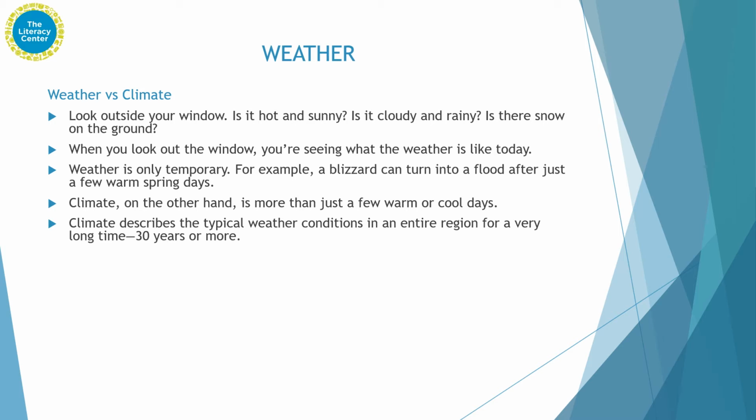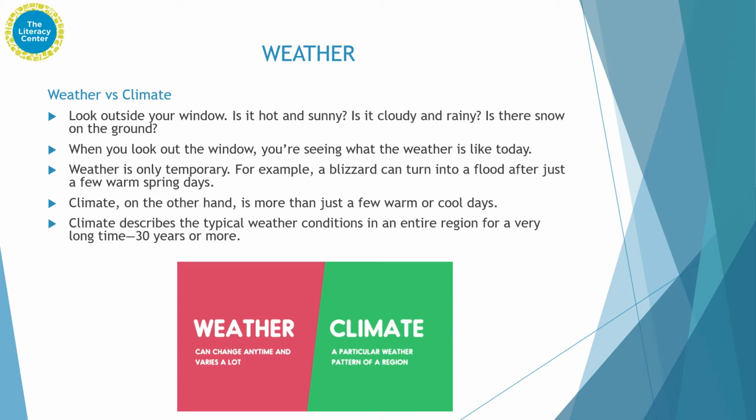But the weather, maybe today it's hot, the temperature is high. Maybe tomorrow it's going to rain. So this is what we call temporary. These temporary situations are what we call weather. See, from this we can understand weather can change anytime and varies a lot. But the climate is a particular weather pattern of that particular region.